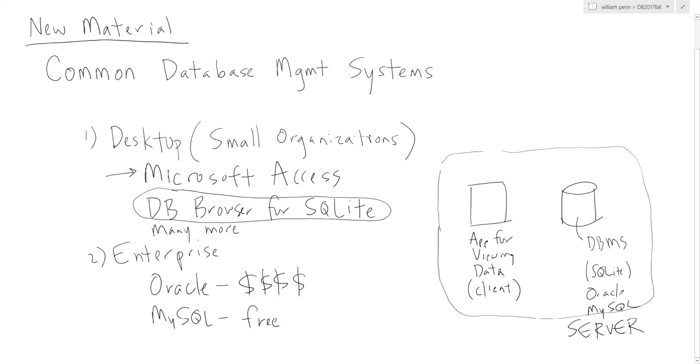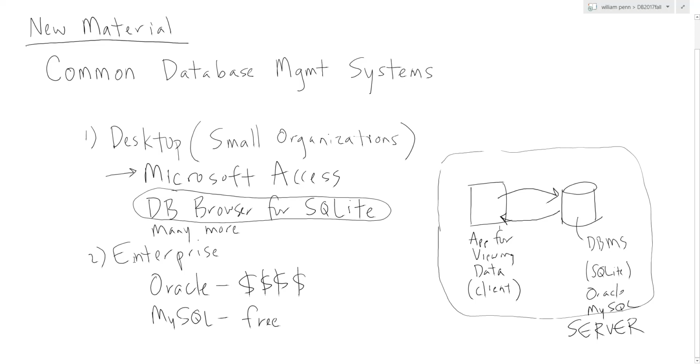Oftentimes it's not even on the same computer as the app that you're using to view the data. You have something that you're running, like that MySQL Workbench or that Oracle Live SQL, that helps you to view the data, but it's sending information to a database management system that's running somewhere else on another computer most of the time, on a server that's waiting for you to send a request and it's responding. So your app sends a request to the database management system, and the database management system sends a response back with whatever data you were looking for, or just some response to whatever you told it to do.